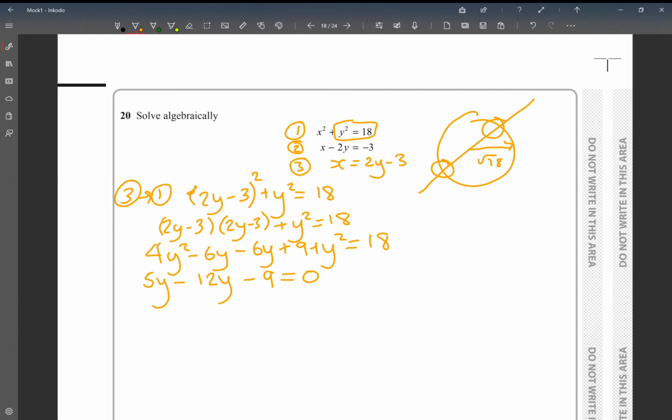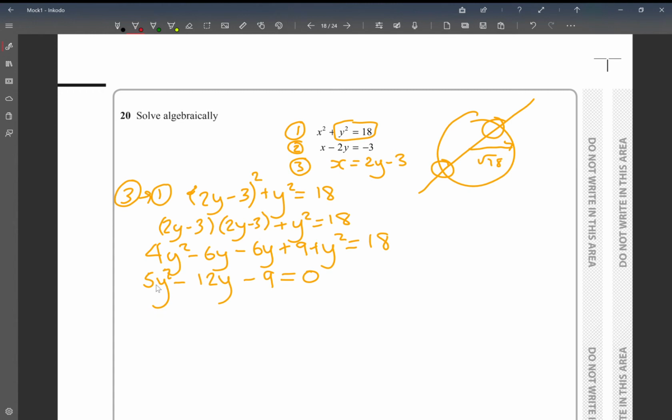So what this tells us is where they cross. This is a quadratic, and it's a harder quadratic, which means it's more complex. It's not just y squared; it's 5y squared. I use this cross method.